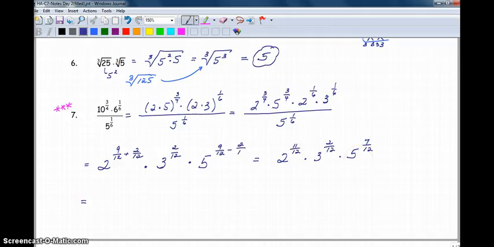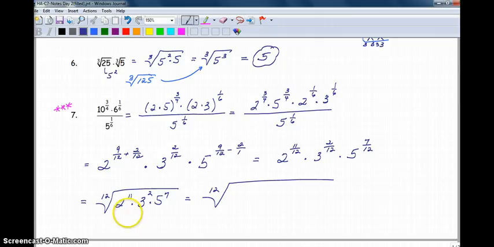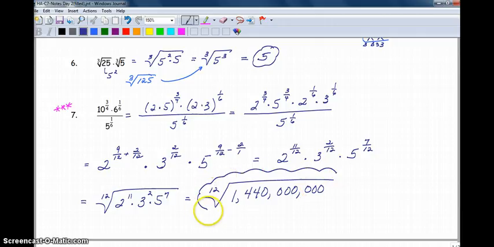So then I can say, well, the denominators are all the same. We purposely did that so that they are all under the same root, and that is the 12th root. So I would have 2 to the 11th times 3 squared times 5 to the 7th, all under my 12th root. So I would find the 12th root of, and at this point I would go to my calculator. I would take 2 to the 11th times 3 squared times 5 to the 7th, multiply them out. I would get 1,440,000,000. So my answer then is the 12th root of 1,440,000,000.